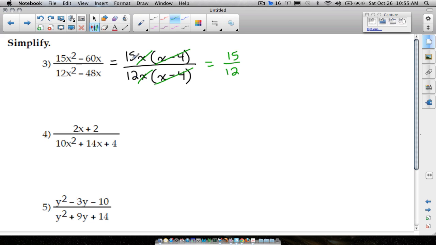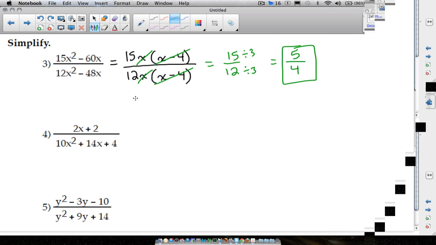Maybe you did notice right here that they would simplify. We can simplify this fraction by dividing the top and bottom by 3. Therefore our final answer is going to be 5 over 4. 5/4 is our simplified answer to that rational expression.